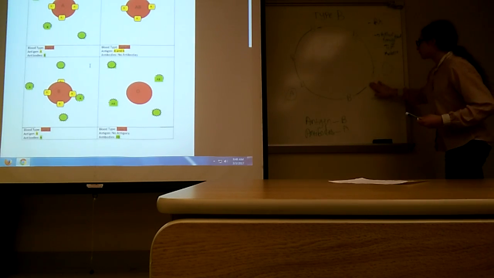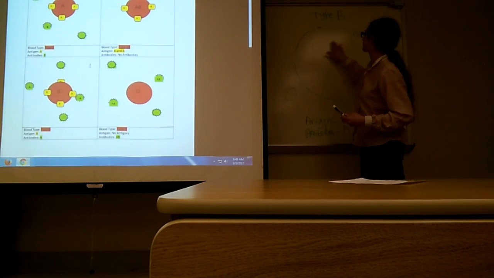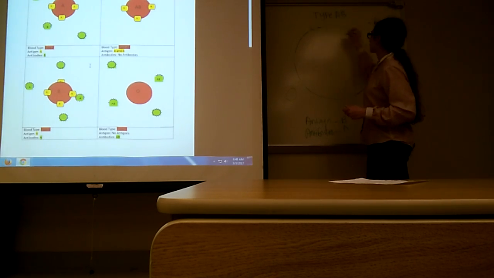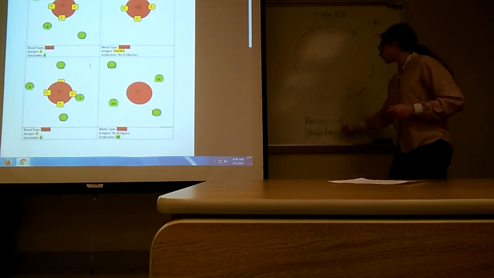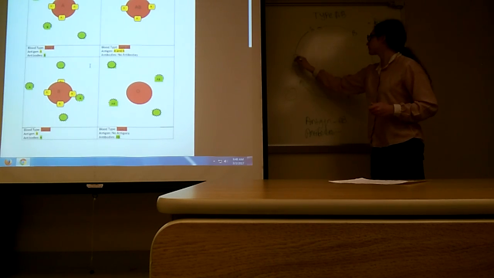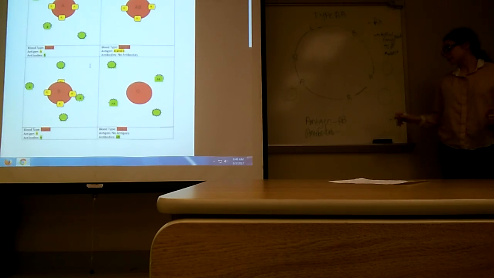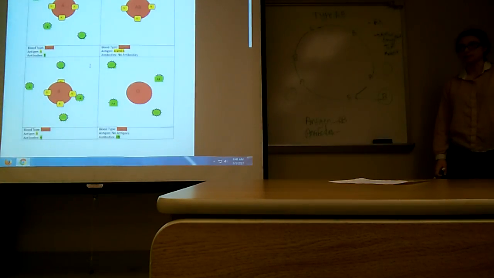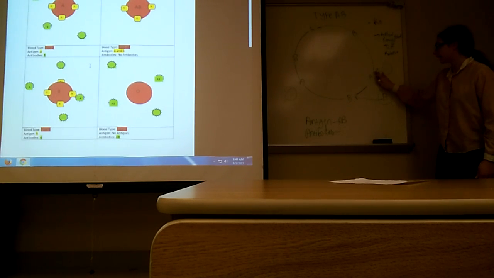Okay, what about type AB blood? What will the antigen be for type AB? AB. So you have A's, you have B's, antigens A, B. What will the antibodies be? You won't have it. Right, because if you have B antibodies in your blood, it'll attack the AB. If you have A antibodies in your blood, it'll attack the A. So we have no antibodies for type AB blood.